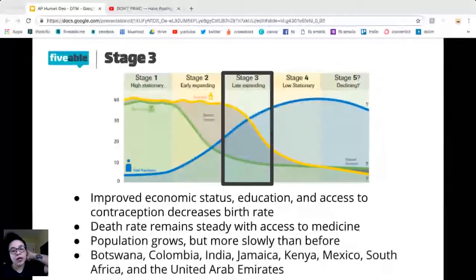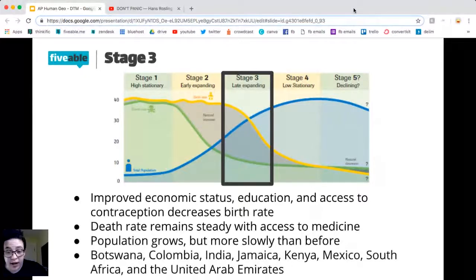So in stage 3, economic status is better in countries that are in stage 3. Remember, for a country in stage 2, the way to get out of that stage is to decrease the birth rate. The ways to do that are to have a better economy, more access to education, and more access to contraceptives.